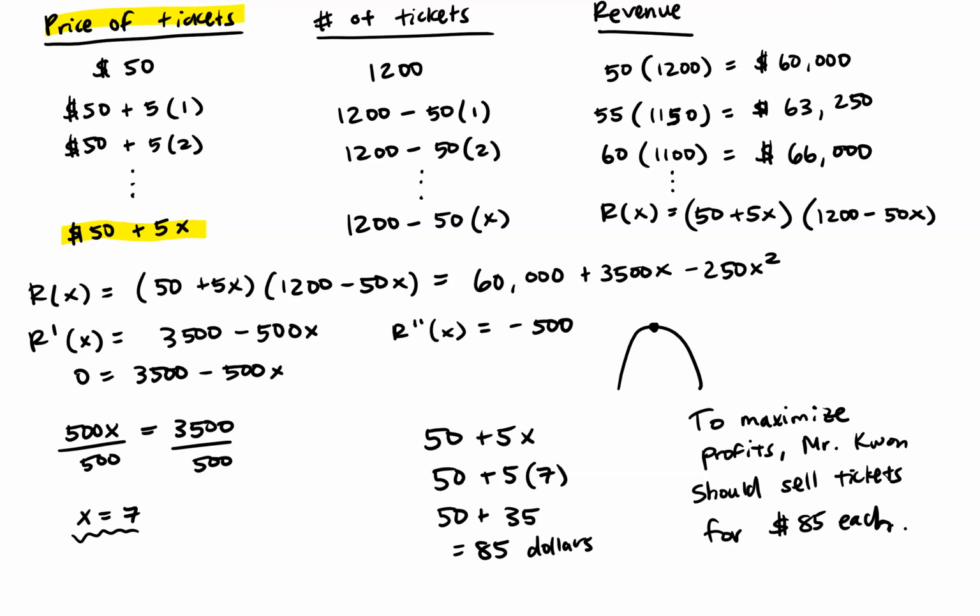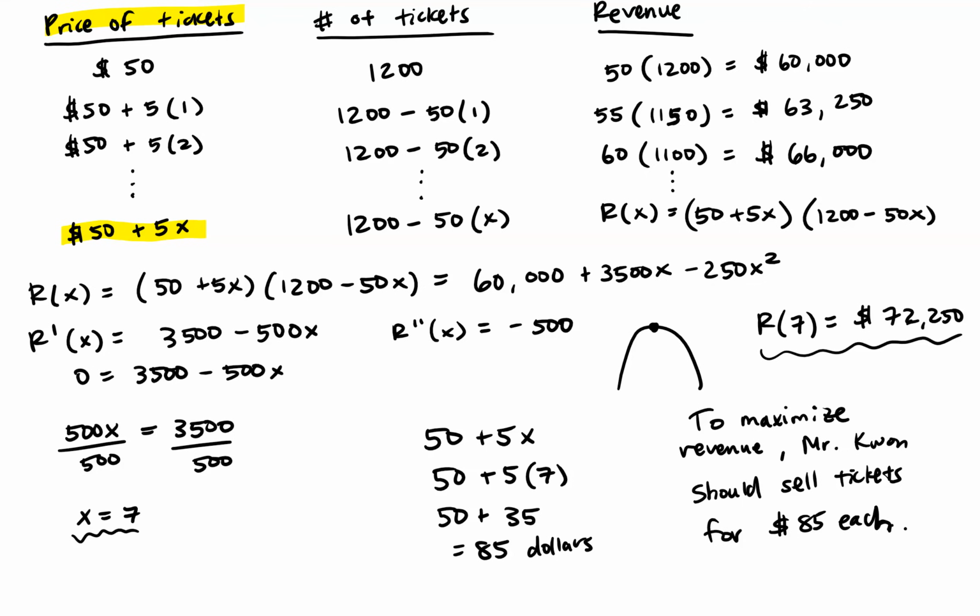And it didn't ask for this, but if you evaluate R of 7, that results in a profit, or not profit, a revenue of, sorry, this word should say revenue, to maximize revenue. So R of 7 ended up equaling $72,250.